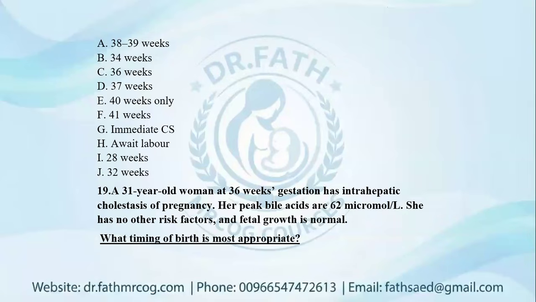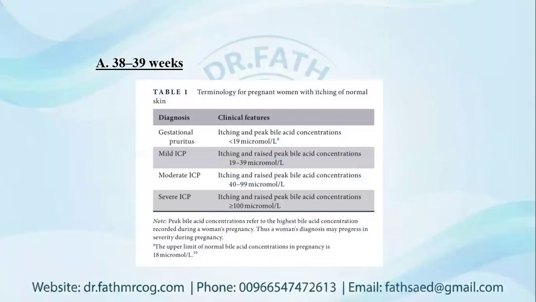Ma'am, 38 to 39, according to the range. Yeah, you are correct. We have gestational pruritus if less than 19. That means the patient has itching and bile acid less than 19. The patient does not have intrahepatic cholestasis, so we have only gestational pruritus. We have the mild, which ranges from 19 to 39. We have the moderate 40 to 99, and we have the severe 100 or more.